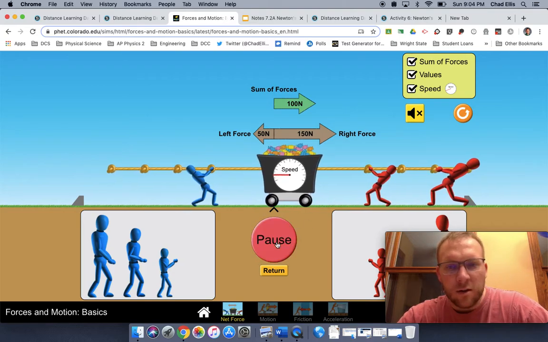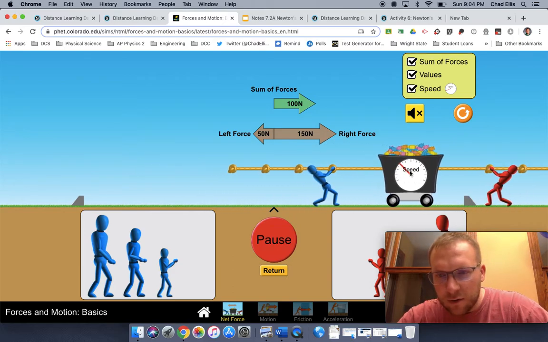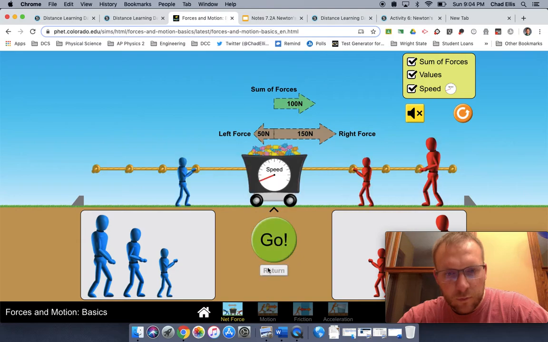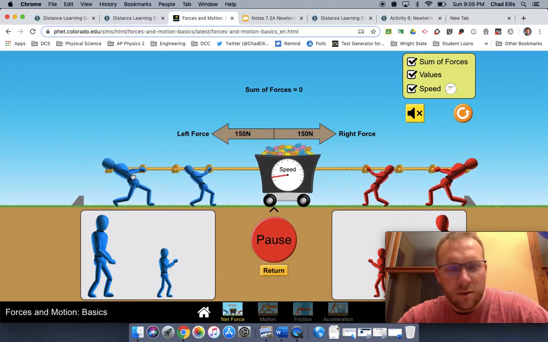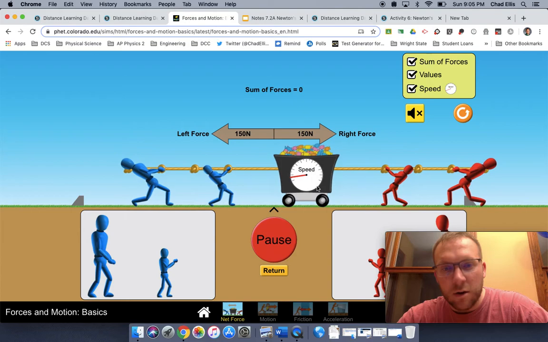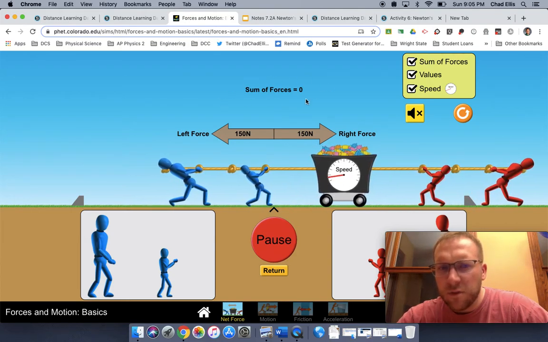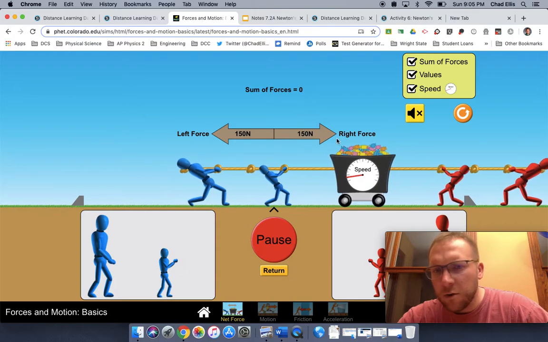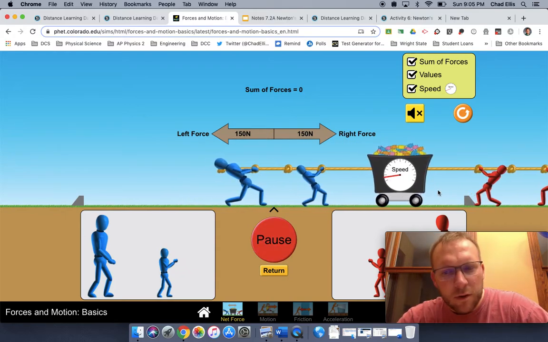Now, when we had this situation, the red team was going to win. I'm just pausing it. But what we see here is the speed the entire time is increasing as they're going. And because of that, we have a net force of 100 to the right. Now, I asked you to do this and tell me what's happening. Well, here we still see this moving to the right. The net force is 0. There's 100 newtons to the right, 100 newtons to the left, but it's still moving.